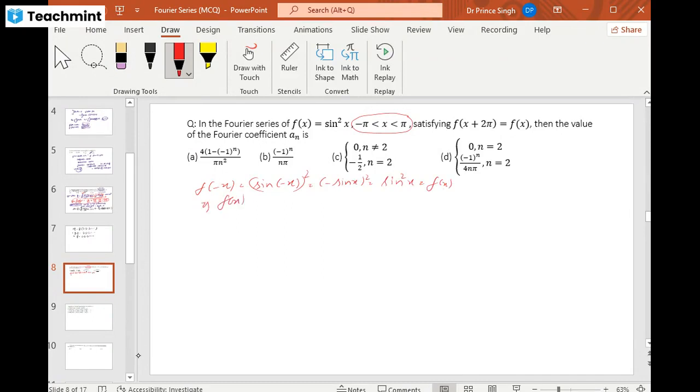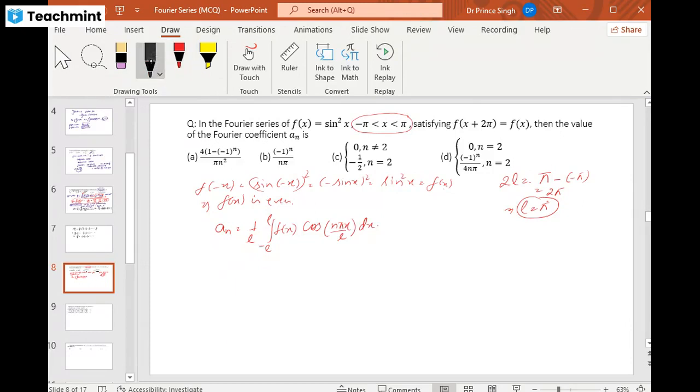It means f of x is even. Okay. And also, what is the length of the interval? We are assuming that the length of the interval is 2L, which is upper limit minus lower limit. So this is equal to 2 pi. So from here we get the value of L is pi. So what is the formula of the Fourier coefficient an? An is given by 1 upon L, integral minus L to L, f of x into cos of n pi x upon L dx. So we are considering the general formula.